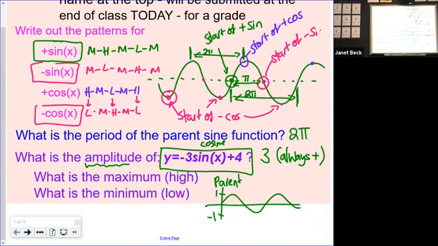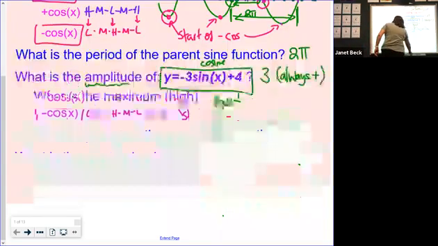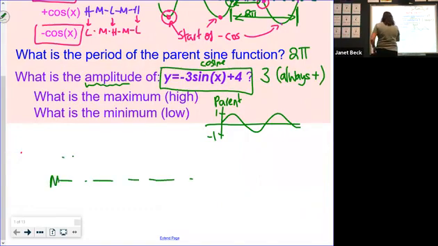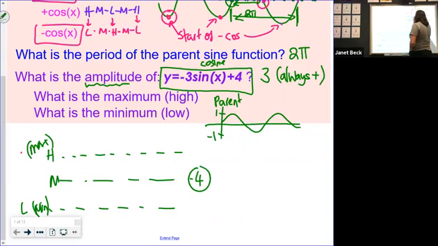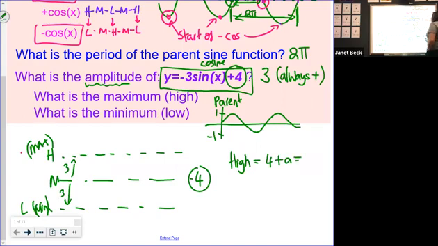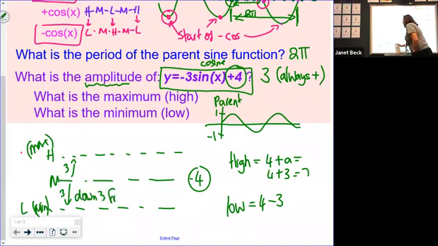your answers. Okay? If I was graphing this, I would have a midline, a high is your maximum, and the low would be your minimum. The midline is going to be at 4. You're going to go 3 up and 3 down. So the high is going to be at the midline plus the amplitude. So it's going to be 4 plus 3. It's going to be at 7. And your low is going to be at the midline going down by 3. Okay, so it's going to be at 1.